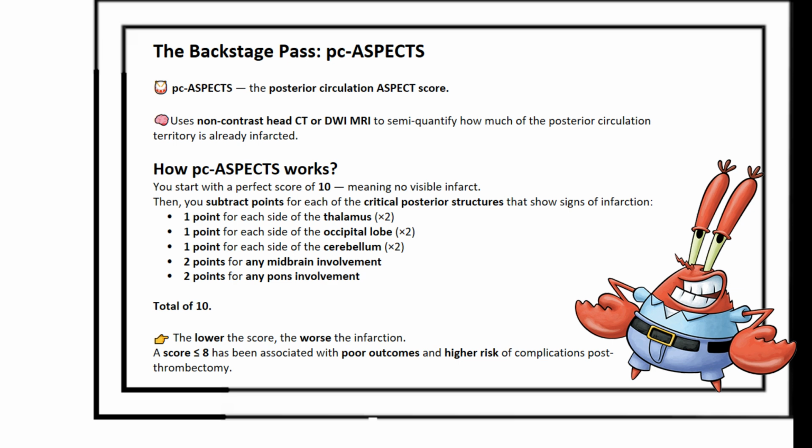However, there is something we call the PC aspect, the posterior circulation aspect. And just like its cousin for anterior circulation, this score uses a non-contrast head CT or DWI MRI to semi-quantify how much of the posterior circulation territory is already infarcted. How does this work? You start with a perfect score of 10, meaning there are no visible infarcts. Then, you subtract points for each of the critical posterior structures that show signs of infarction.